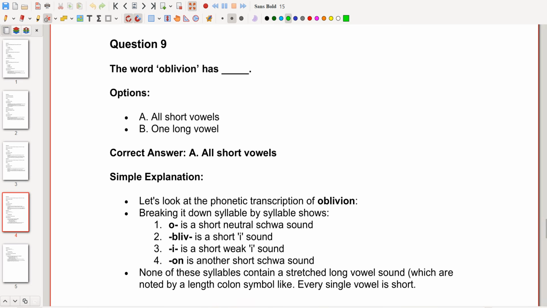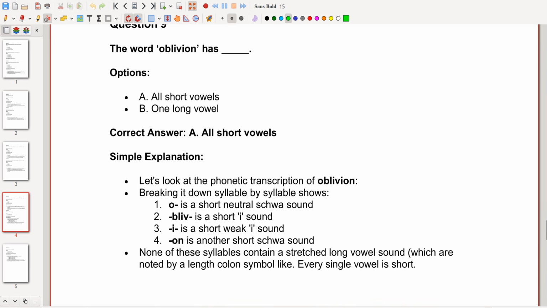Now let's move on to the ninth question. The word oblivion. Hear my pronunciation well. Oblivion. Here, we are not having any long vowels. I'm not prolonging any vowel in my pronunciation. So the word oblivion has all short vowels.